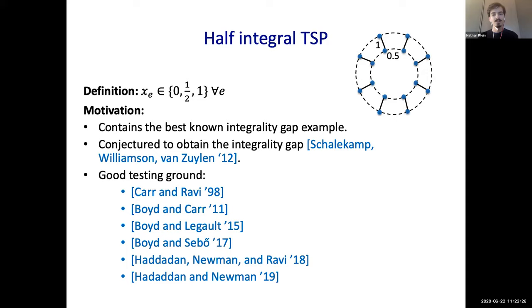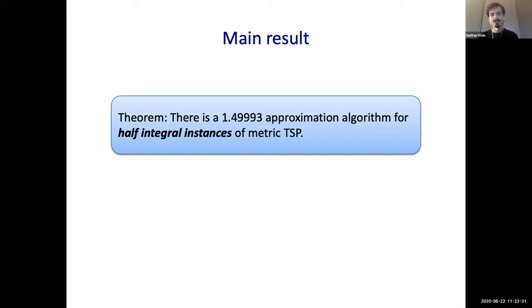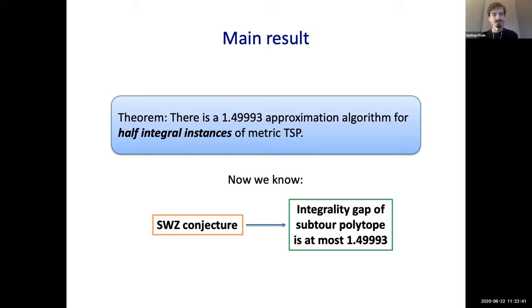As our main result, we show a 1.49993 approximation for half integral TSP. This demonstrates that if the conjecture I mentioned is true, the integrality gap of the subtour polytope is really bounded away from 3/2.